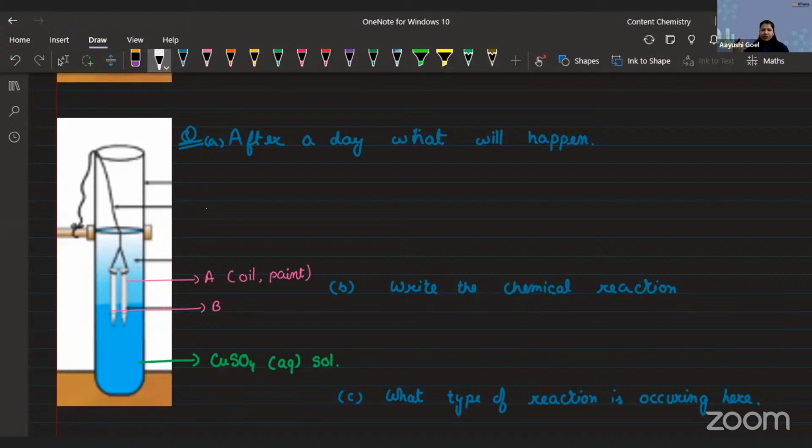Okay. Then the first one: as A is covered with oil or paint, it is protected, so it will not react with your copper sulfate solution. So in this case, A will not react with copper sulfate solution.